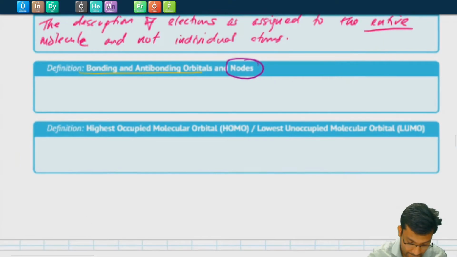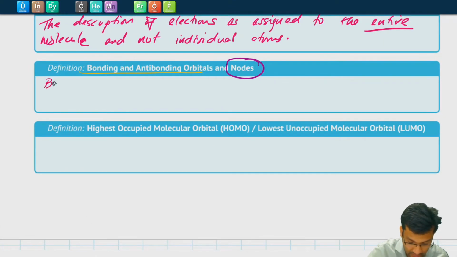So bonding orbitals hold atoms together.